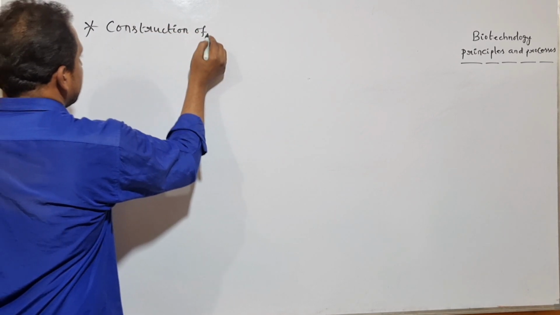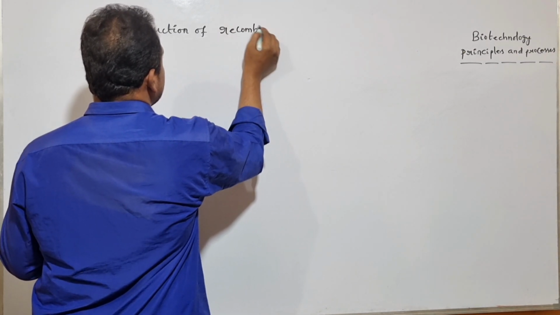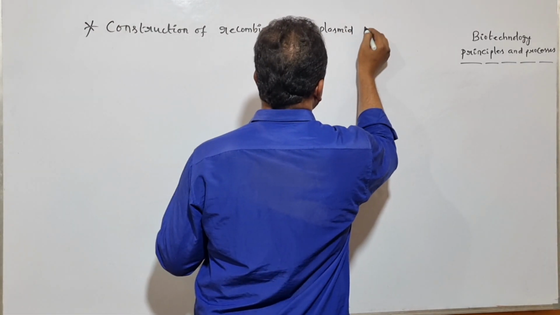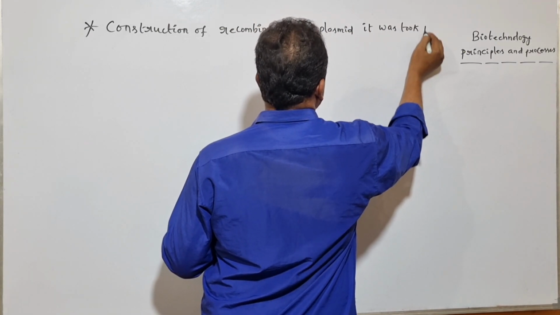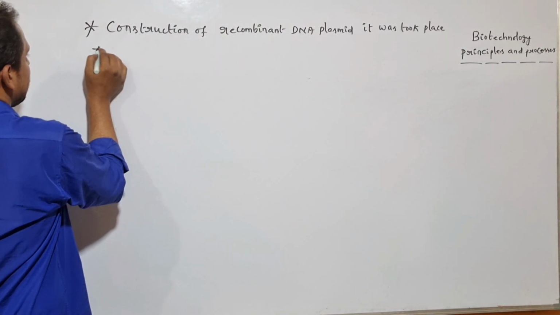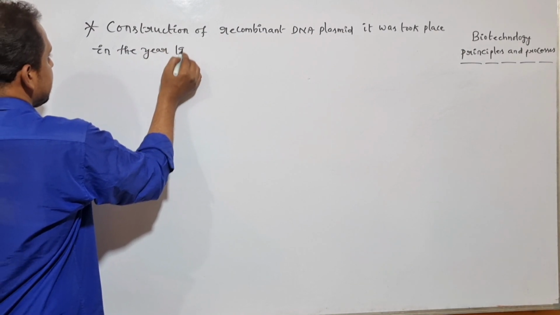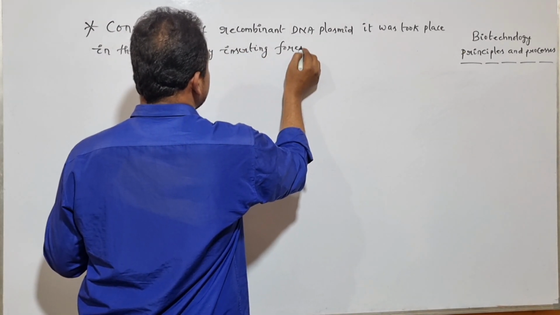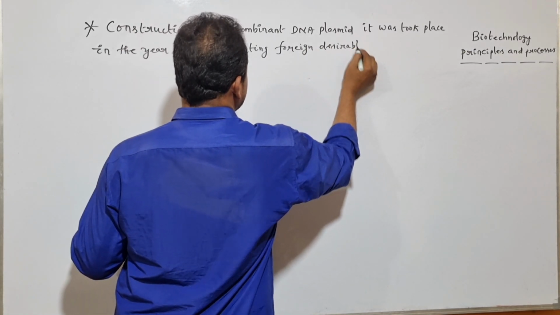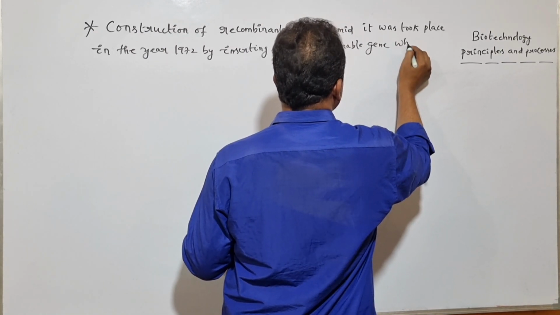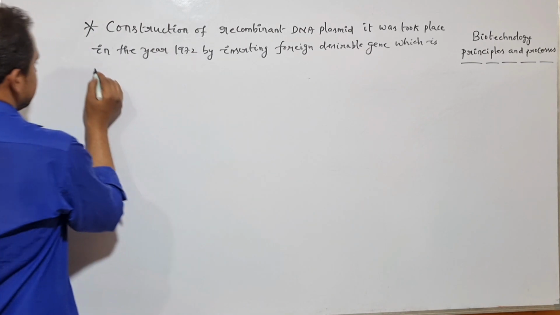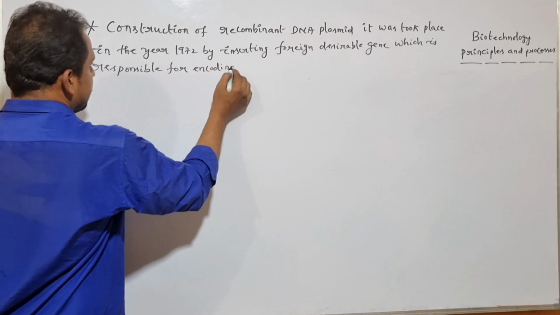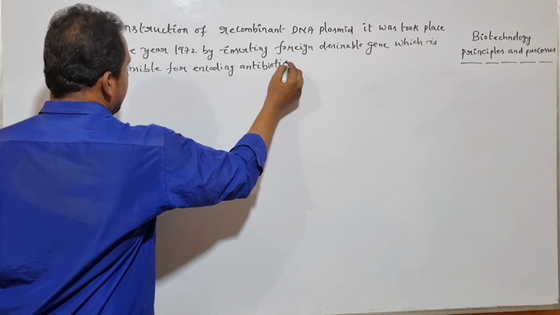Construction of recombinant DNA plasmid took place in the year 1972, by inserting a foreign desirable gene which is responsible for encoding antibiotic resistance. Antibiotic resistance, right?